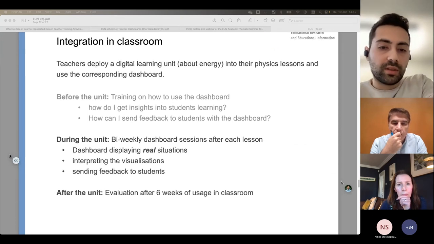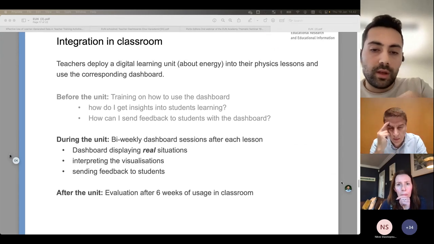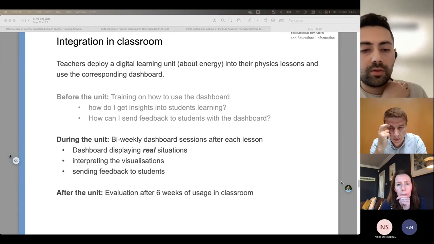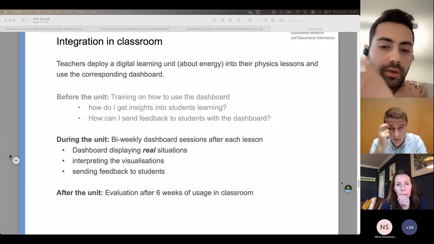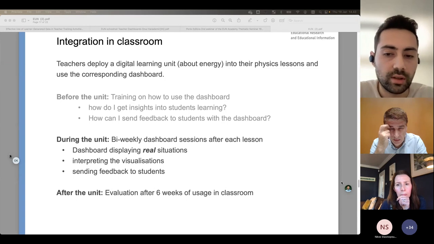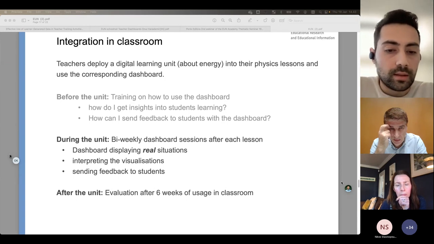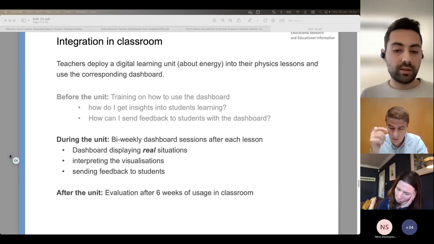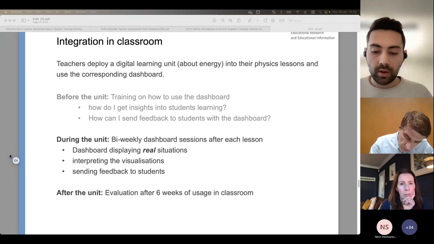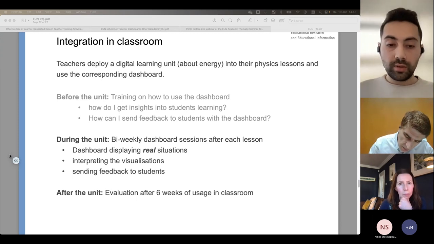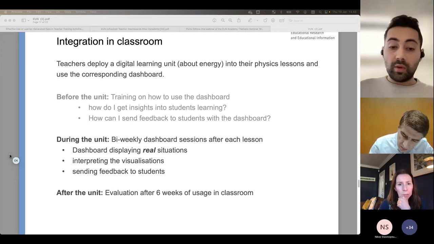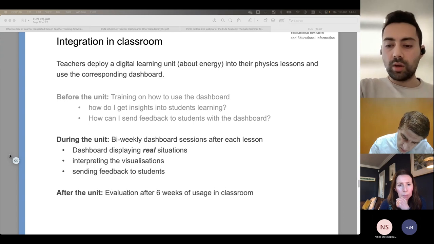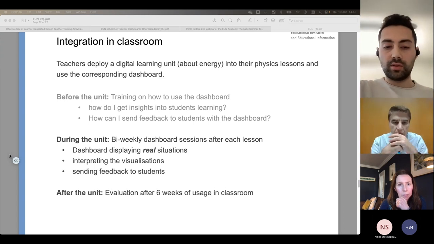So we talked about integration in the classroom. We trained them before, and then during the units, we do bi-weekly, so every 2 weeks, dashboard sessions after each lesson. And the dashboard is displaying real situations, so it's not mocked up or something. It's the real situation of the current course, how the students are doing. And then today we had the first interview, and then we do this session and see, okay, where can we detect problems in students' learning, and how can we give feedback to the students?